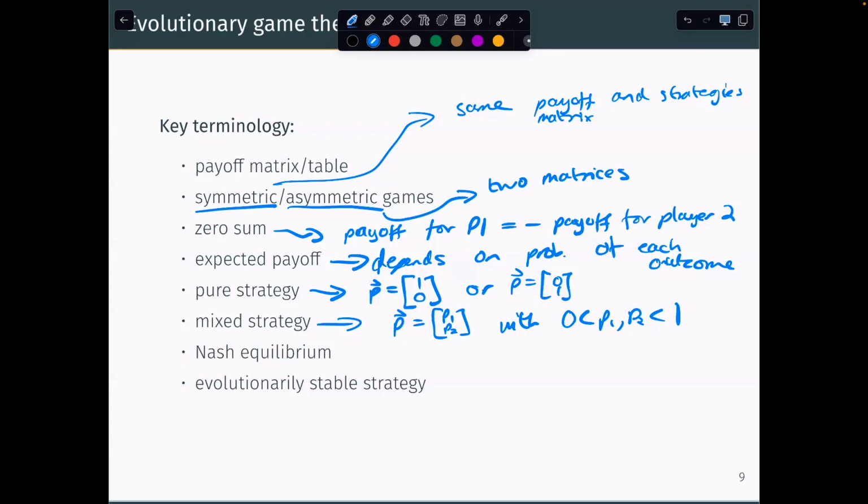Okay. So the pure strategies are essentially just a special case of these mixed strategies.